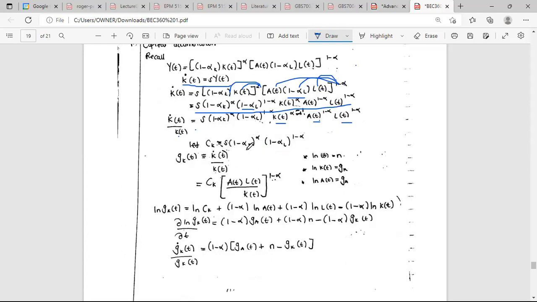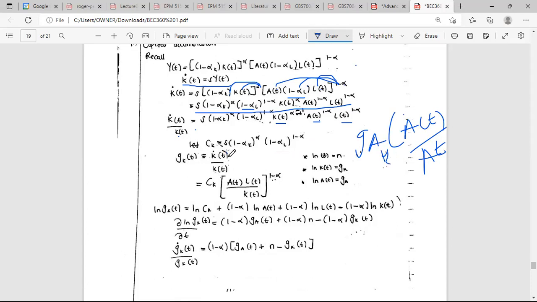But for now, let's also assume that the growth of capital is going to be this. Remember what we're talking about, the growth of knowledge. We said it is A dot over A. So when you say growth of capital, it's just the same thing here: K dot over K. Now it's no longer 8k.